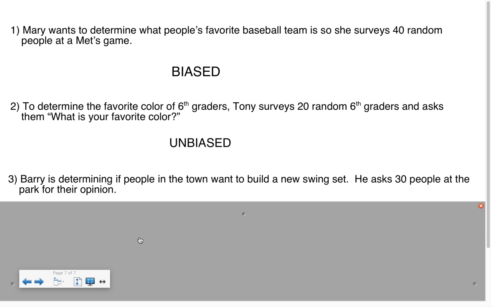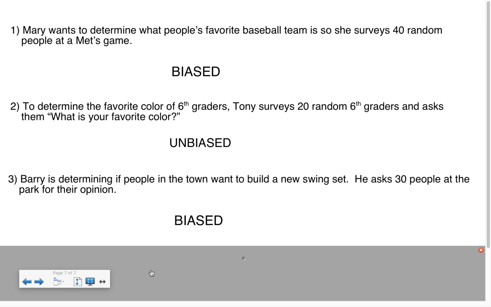Now, what's wrong about this one is that he's asking people at the park. So this is going to be biased. He's asking people at the park if they want a swing set. Guess where they put swing sets? In the park. So if they're at the park, they're probably in favor of having a new swing set. This would be a biased sample.